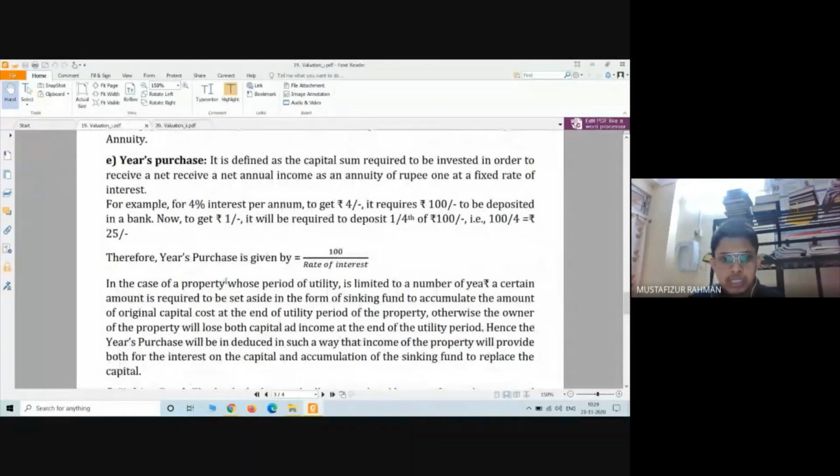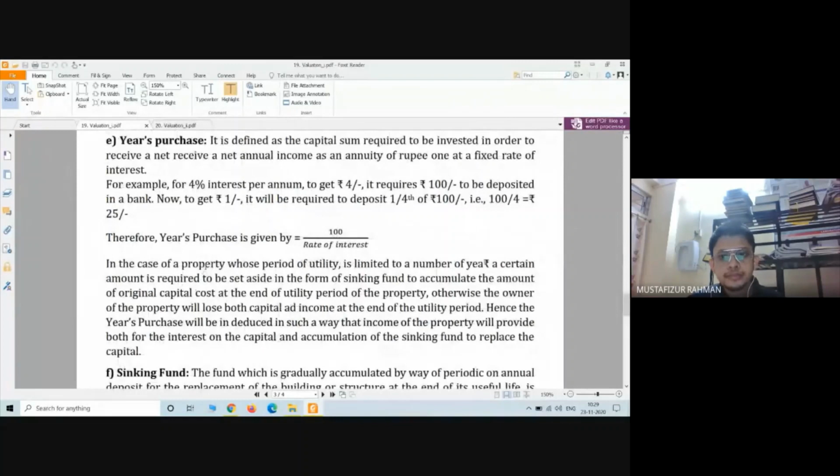Now we'll see where it is used. I'm sorry for this R, I just replaced it with the rupee symbol.